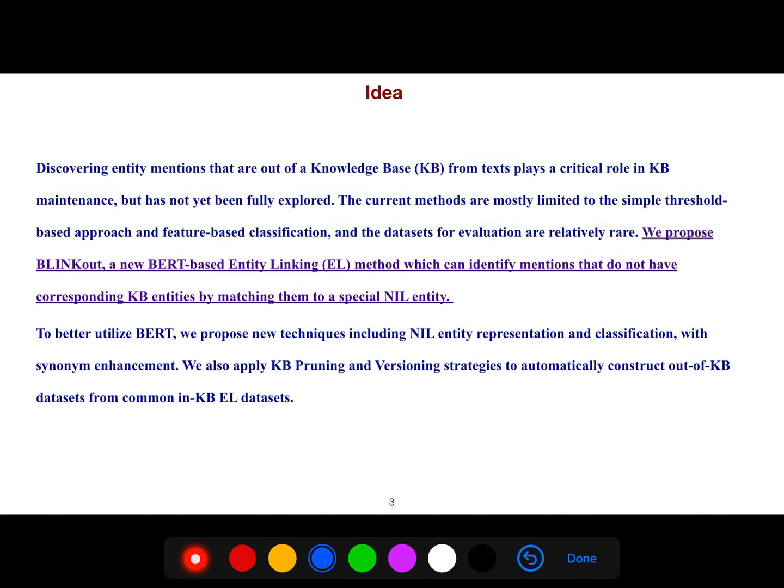relatively rare. So they propose BLINKout, a new BERT-based entity linking method which can identify mentions that do not have corresponding knowledge base entities by matching them to a special NIL entity. Because for those that are not in the knowledge base, we put in a special token, a special entity, which is called NIL.